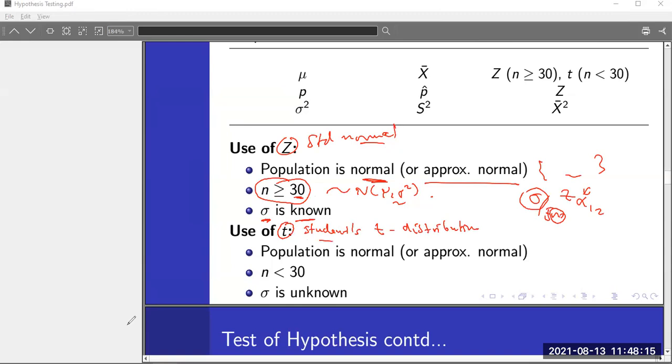We use this when the population is normal or approximately normal, or when the sample size is less than 30 and the standard deviation of the population is not known. Then in place of sigma, we use s, and in place of sigma squared, you use s squared. That is the sample variance.